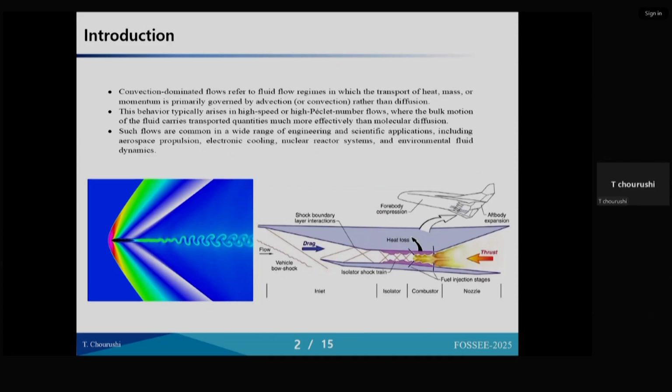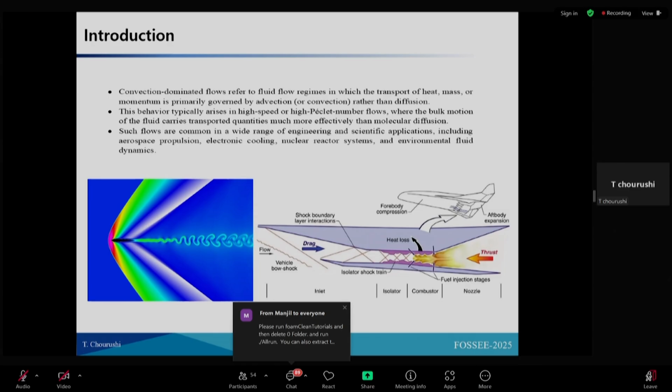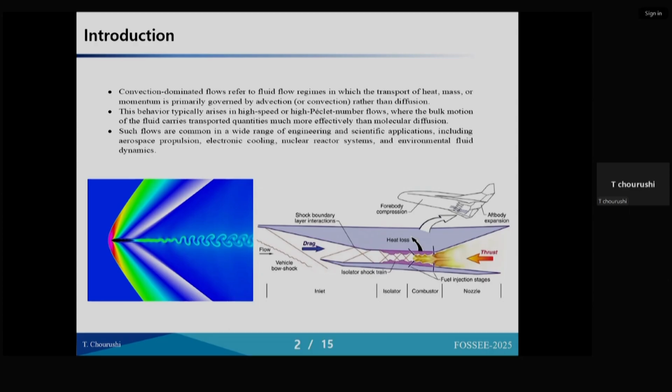If the convection part becomes higher and the viscosity part becomes lower, then we end up with flows that are termed convection dominated flow, and the ratio of these two, convection divided by diffusion, is known as the Peclet number. If the Peclet number is very high, we see that convection carries away faster than the diffusion of the molecules.